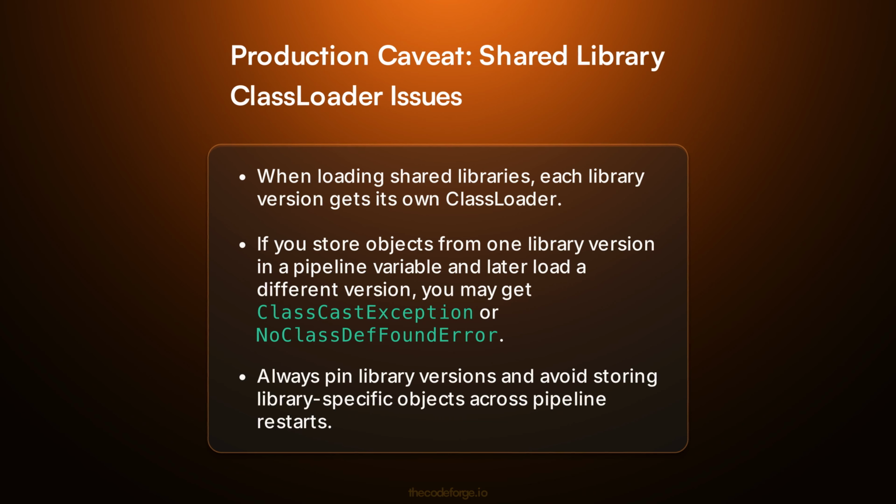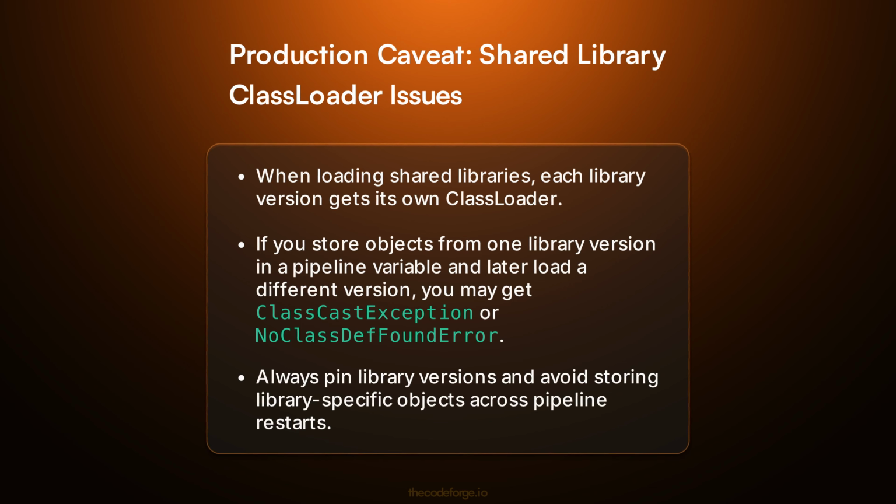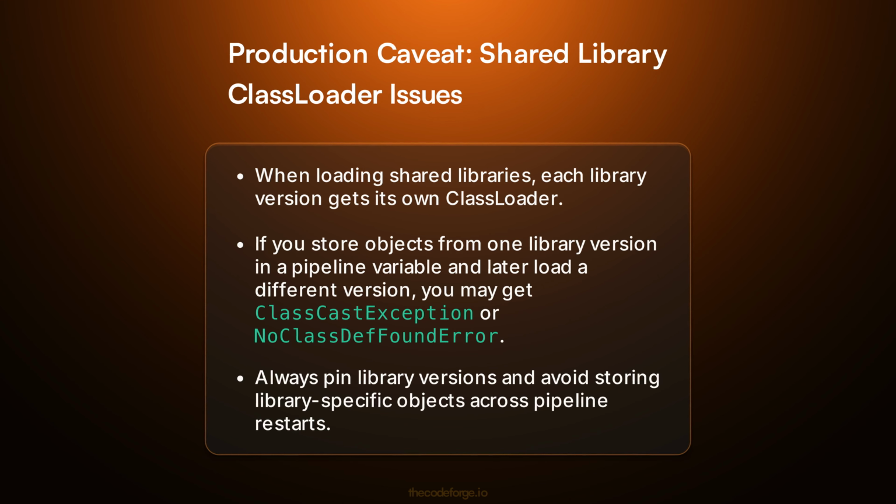When loading shared libraries, each library version gets its own ClassLoader. If you store objects from one library version in a pipeline variable and later load a different version, you may get ClassCastException or a NoClassDefFoundError. Always pin library versions and avoid storing library-specific objects across pipeline restarts.